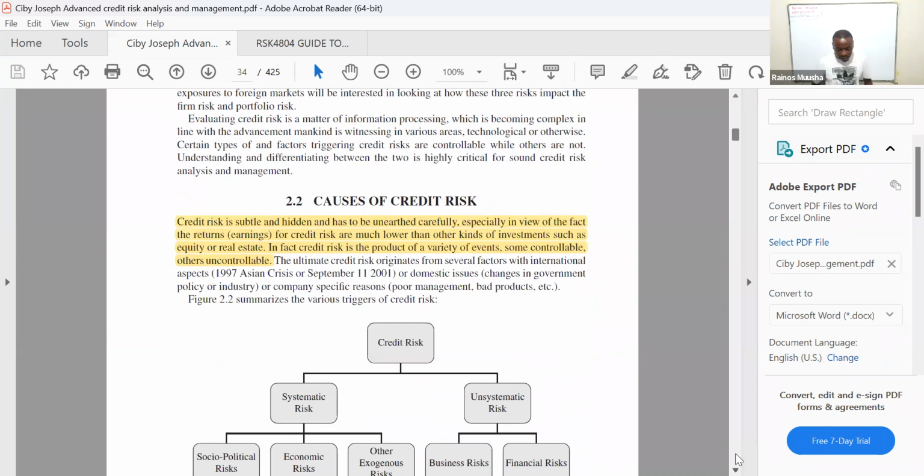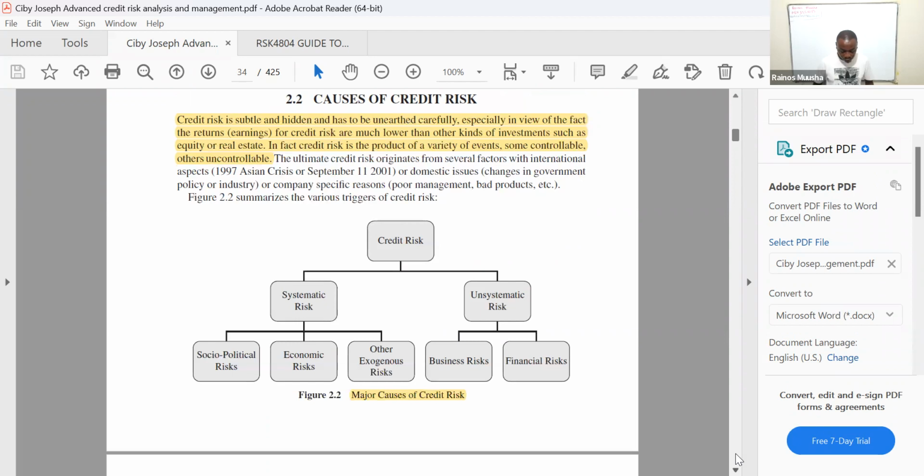In section 2.2, we look at causes of credit risk. And here they say, credit risk is subtle and hidden and has to be unearthed carefully, especially in view of the fact that the returns for credit risk are much lower than other kinds of investments, such as equity or real estate. In fact, credit risk is the product of a variety of events, some controllable and others uncontrollable as well.